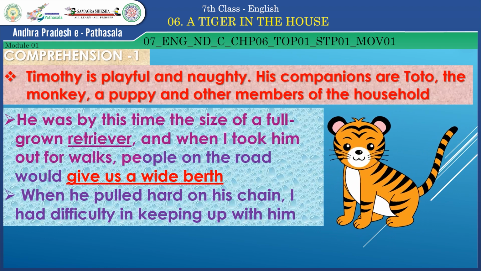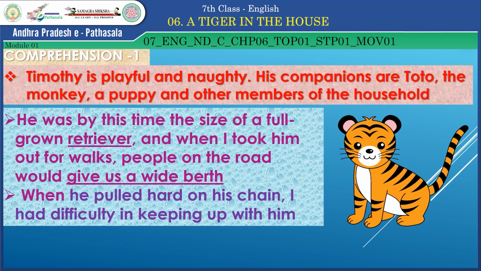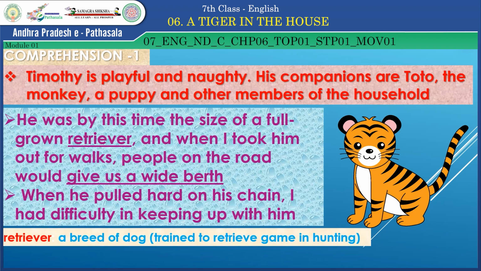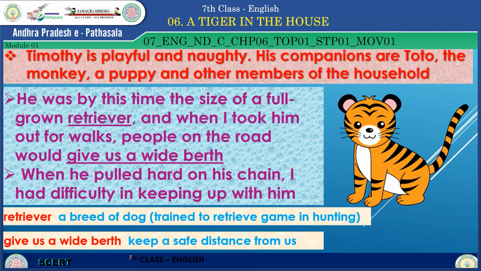He was by this time the size of a full grown retriever, and when I took him out for walks, people on the road would give us a wide berth. When he pulled hard on his chain, I had difficulty in keeping up with him. Children, do you know what is the meaning of retriever? Retriever means a breed of dog, trained to retrieve game in hunting. Give us a wide berth means keep a safe distance from us.